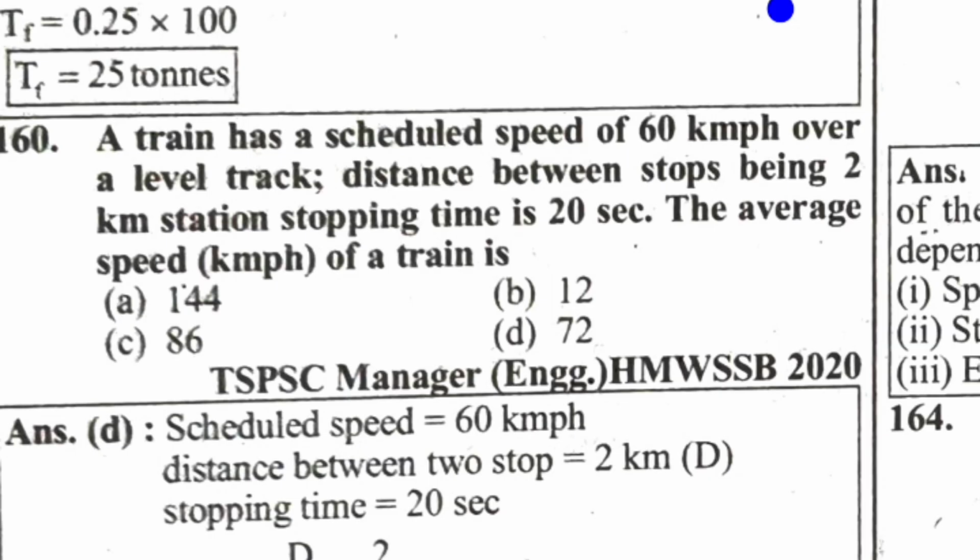A train has a scheduled speed of 60 km/h over a level track. Distance between stops being 2 km. Station stopping time is 20 seconds.